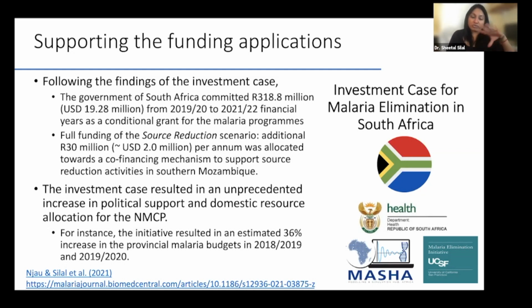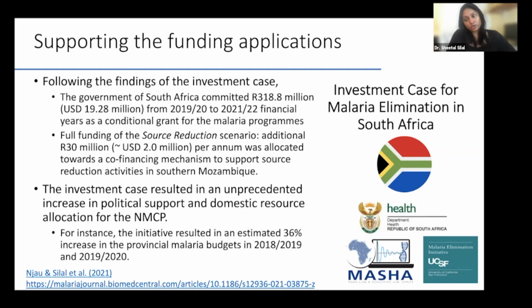And so what this investment case represented was really unprecedented, to be able to have this amount of funding and political support for malaria elimination in South Africa, and really raise the bar with respect to a focus on malaria, and advocating for domestic resources to be allocated to what are non-priority health initiatives.